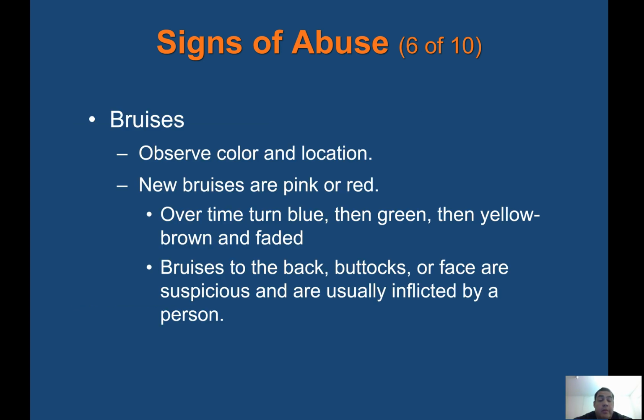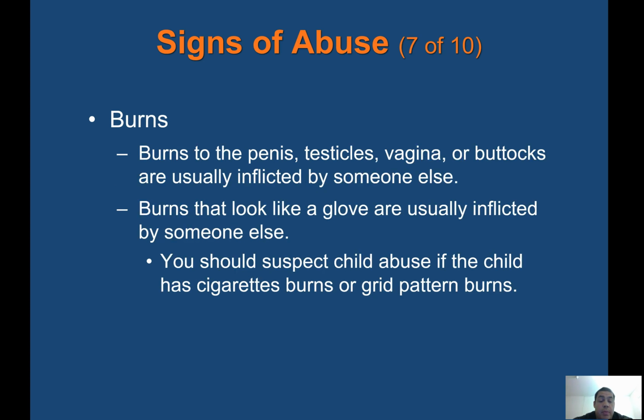Bruises: observe color and location. New bruises are pink or red. Over time they turn blue, then green, then yellow, brown, and fade. Bruises to the back, buttocks, or face are suspicious and usually inflicted by a person. Burns to the penis, testicles, vagina, or buttocks are usually inflicted by someone else. Burns that look like a glove are usually inflicted by someone else. You should suspect child abuse if the child has cigarette burns or grid patterns.